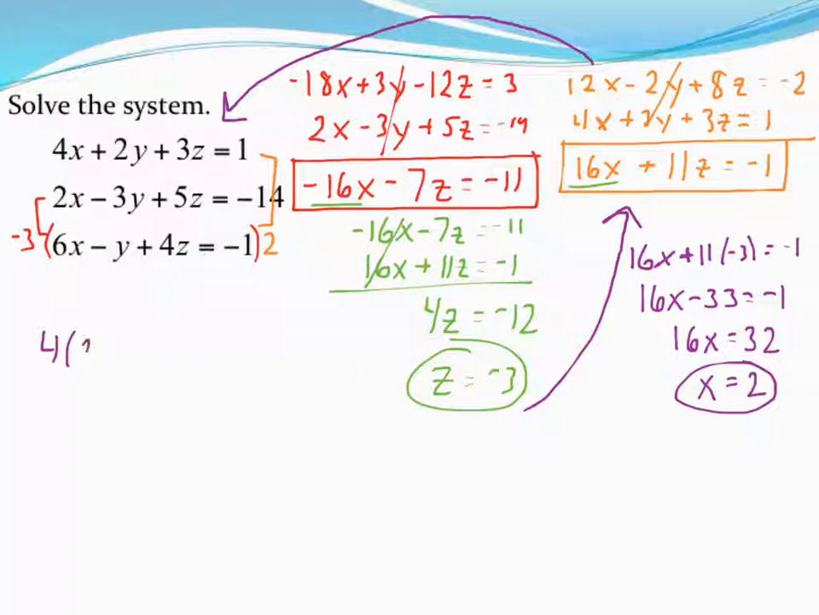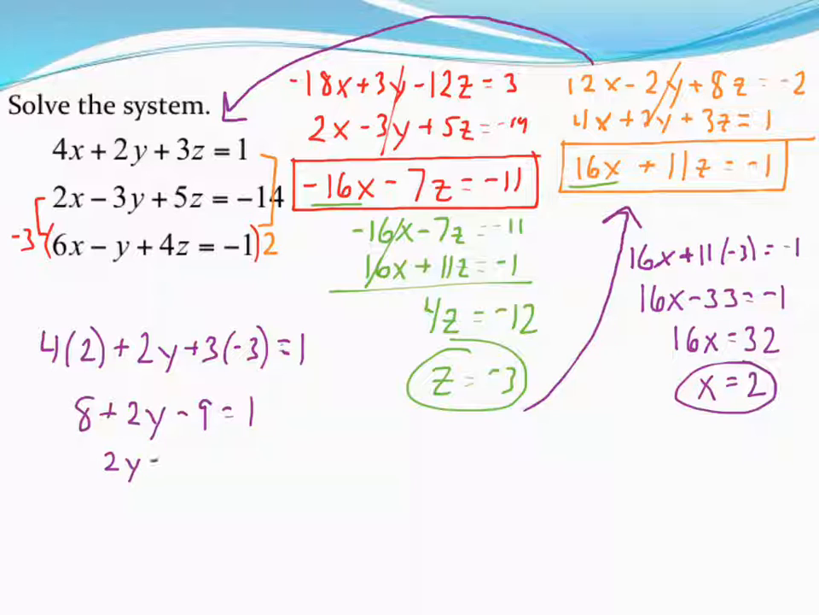So 4 times x, which we now know is 2, plus 2 times y, that's our only remaining variable, plus 3 times z, which we know is now negative 3, would be equal to 1. Okay, so let's go ahead and solve that. I'm going to have 8 plus 2y minus 9 would equal 1. If I combine some like terms, I've got 2y minus 1 equals 1. I'll add 2 to both sides and finally divide. And there we go. There is our final answer. I get y equals 1 after all that work.